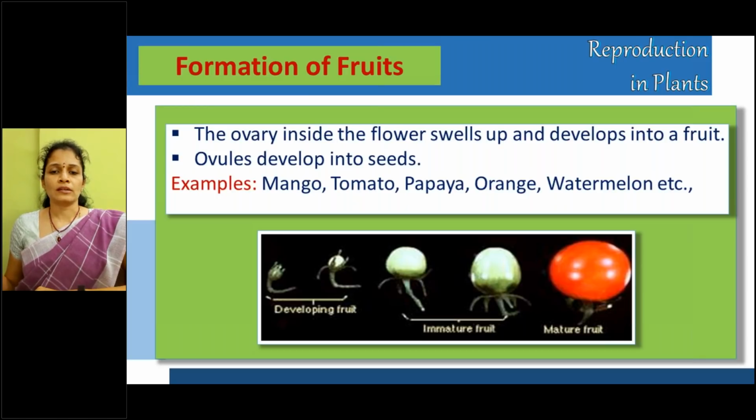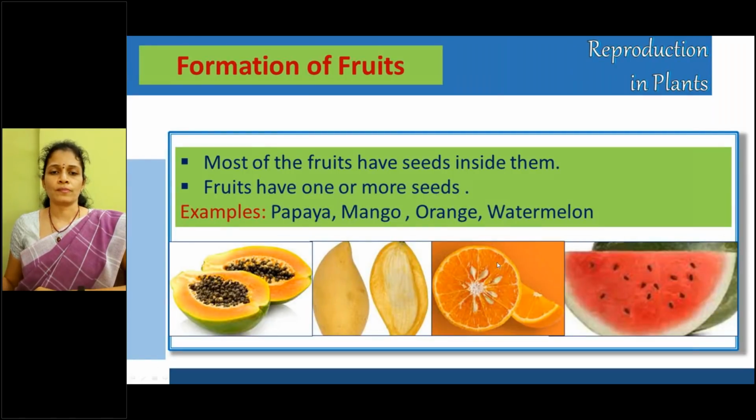Once the seeds are completely developed, we can say that the fruit is ripened. See, this is the mature fruit. That means inside the fruit, seeds are ready. Now, what are the examples of this? Mango, tomato, papaya, orange, watermelon, etc. Now, let us see some more information about the fruits.